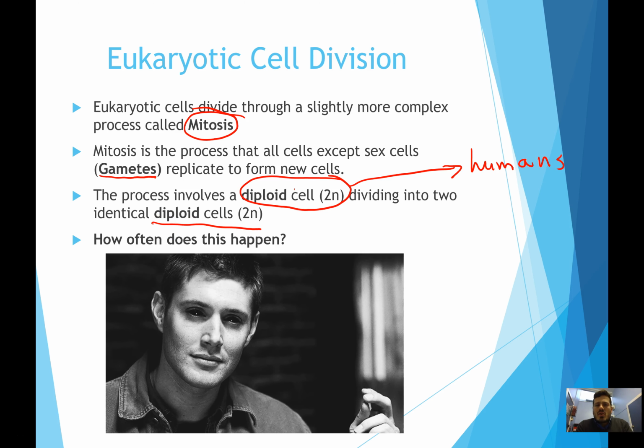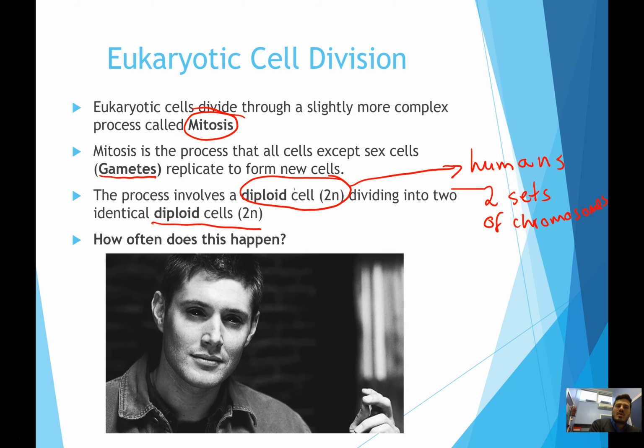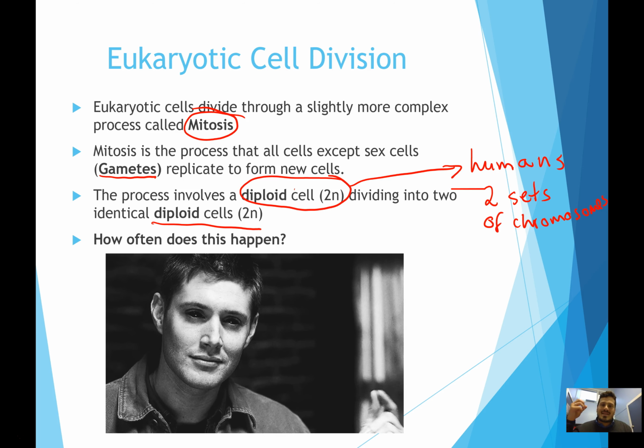What we mean by 2N or diploid is that we have 2 sets of chromosomes, which makes sense because we get half of our chromosomes from mum and half from dad. How often does this process of mitosis happen? Every time you snap your fingers, that's 2 million red blood cells dividing in your body. It's also 2.5 million dying, but regardless, you're getting 2 million red blood cells dividing through this process of mitosis.